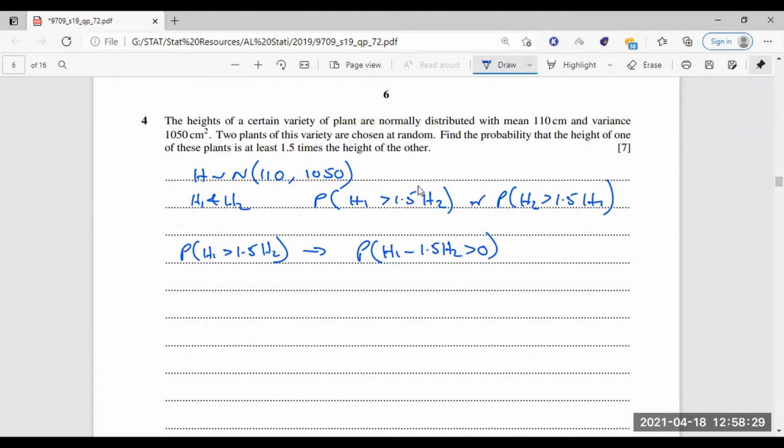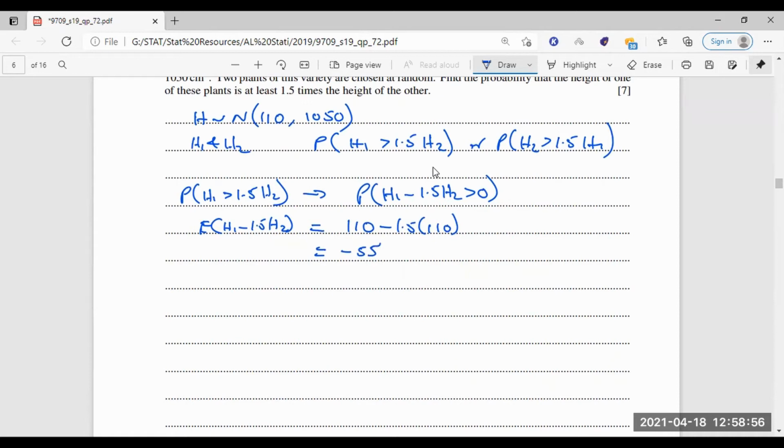So we need to know what is the distribution of H1 minus 1.5 times H2. So expectation of H1 minus 1.5 times H2 will be 110 minus 1.5 times 110, which will give you negative 55. Similarly, variance of H1 minus 1.5 H2 will be 1050 plus, as we don't subtract the variance, 1.5 squared times 1050, which will give you 3412.5.